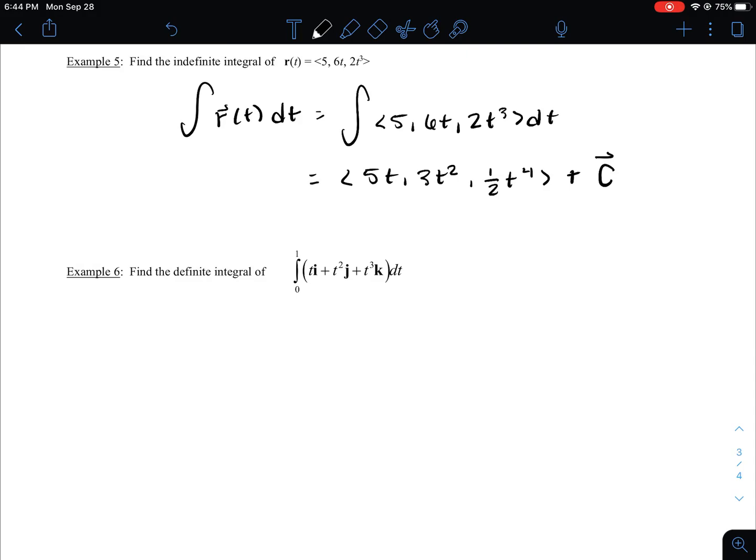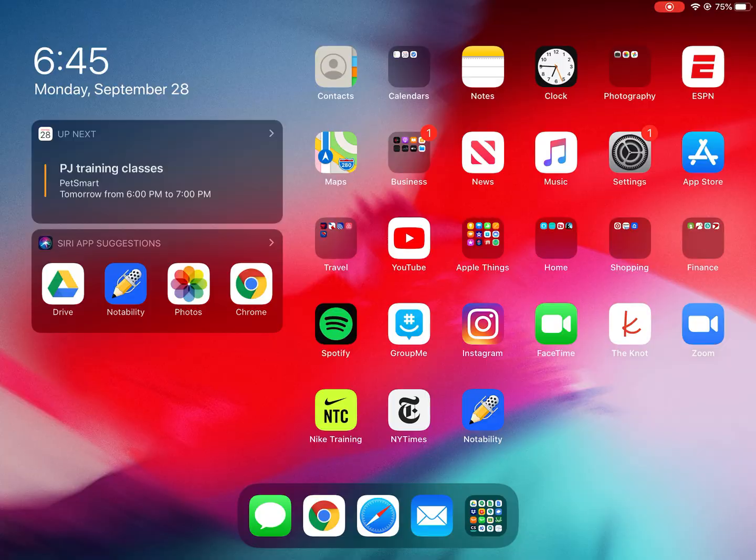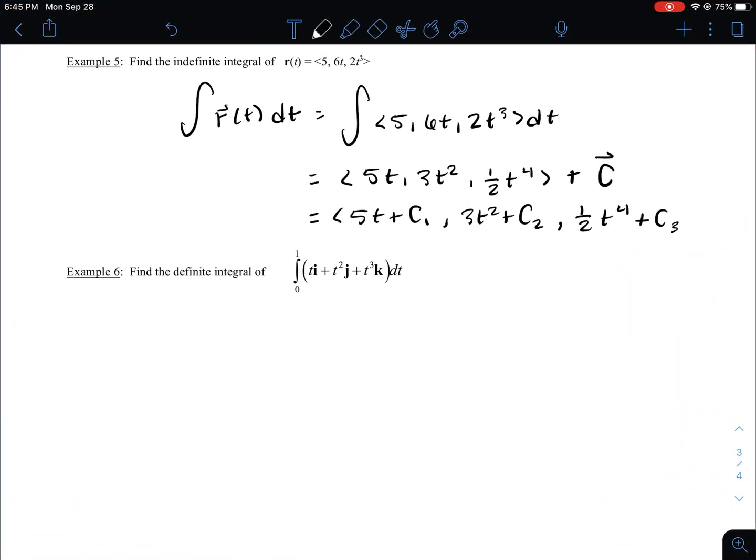Plus c, my friends. It is still happening, but now c is a vector. Okay, each component of c could be different. So if I wanted to write it all as one vector, it's 5t plus c1, 3t squared plus c2, 1/2 t to the 4th plus c3.